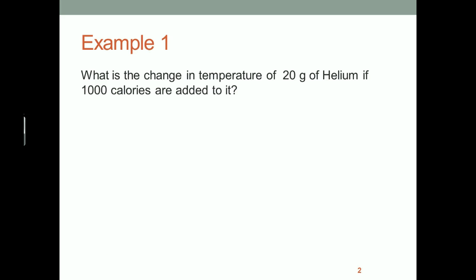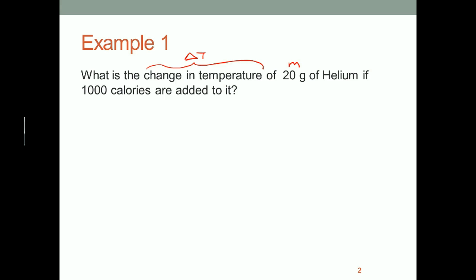In order to do this, you need to be able to access the table that is presented in Sakai, or it's in your book as well, so that you can figure out what the specific heats are if you need them. This is asking for what is the change in temperature. So what is delta T?